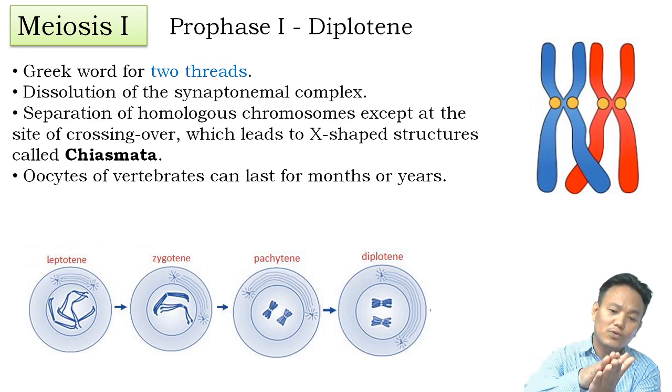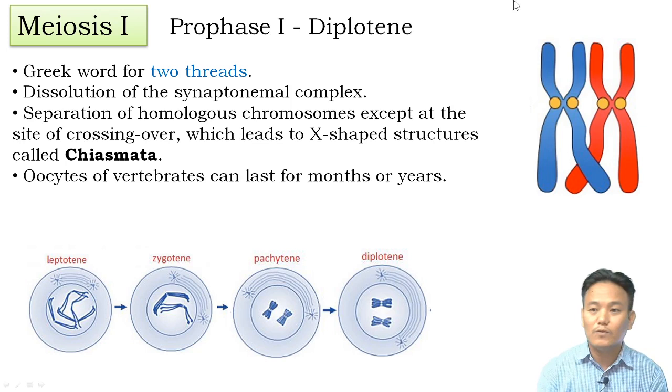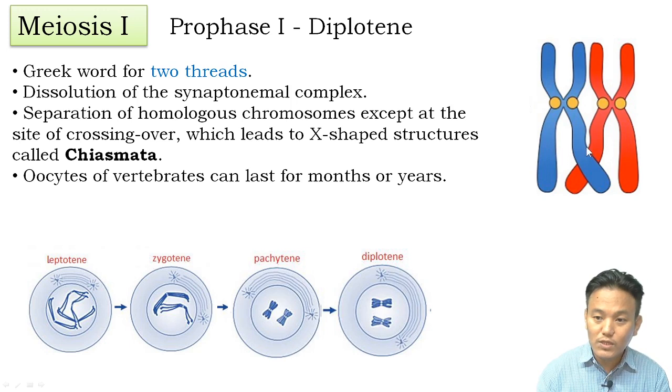Except at the crossover site, the homologous chromosomes start to separate, because the synaptonemal complex starts dissolving. The X shape that forms at the crossover site is called chiasmata.